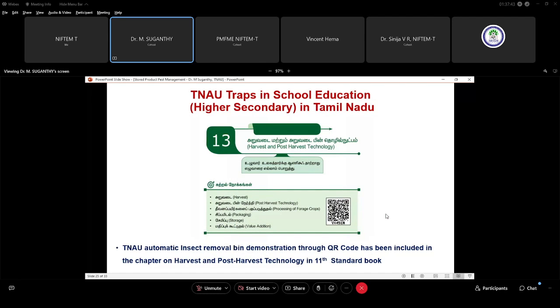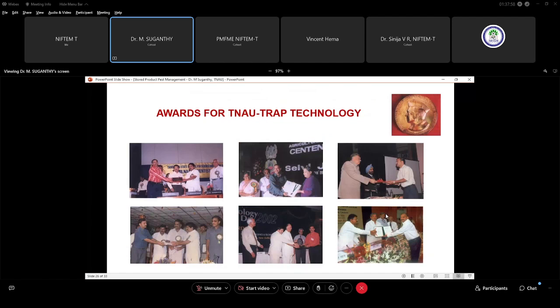So this TNAU automatic insect removal bin demonstration was given through a QR code and it is included in the chapter called Harvest and Post-Harvest Technology in the 11th Standard Book of the Tamil Nadu State Government. And for the innovation of these storage devices, Dr. S. Mohan has been awarded with a lot of awards.